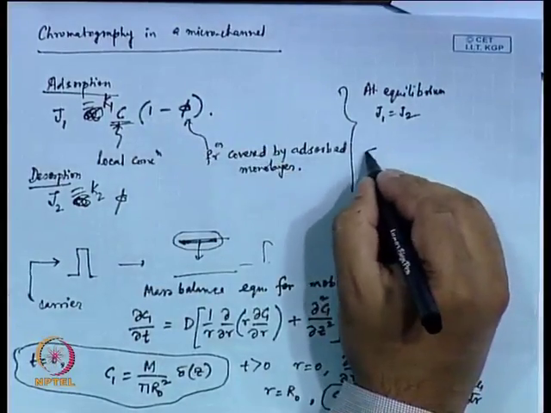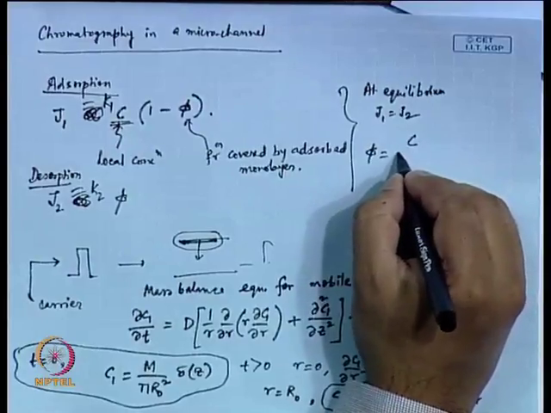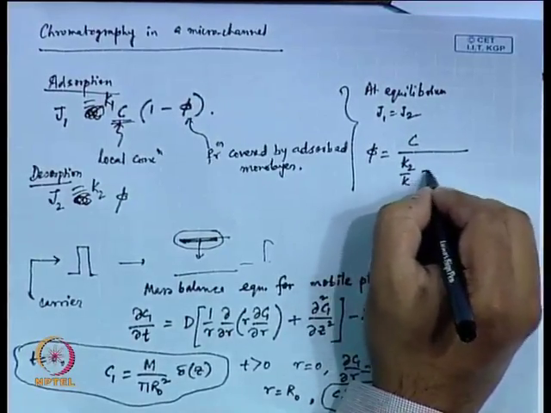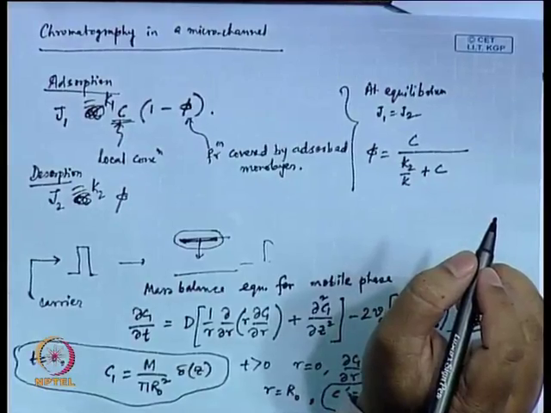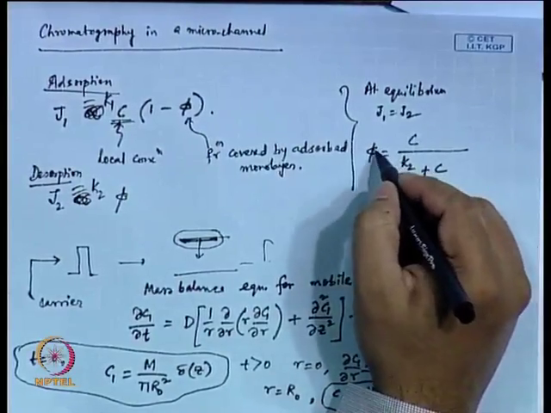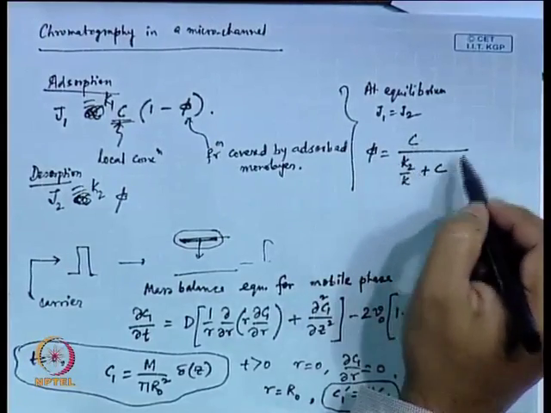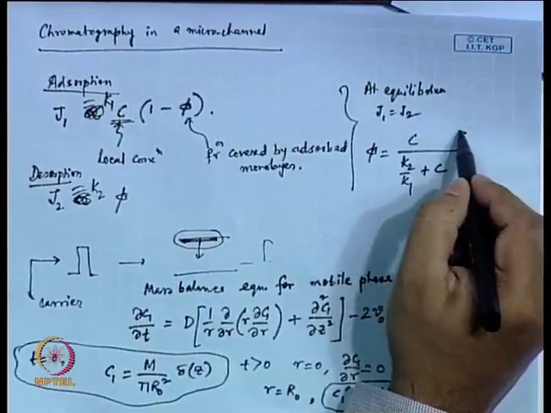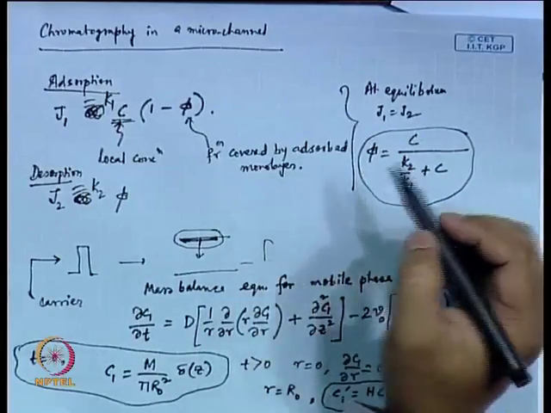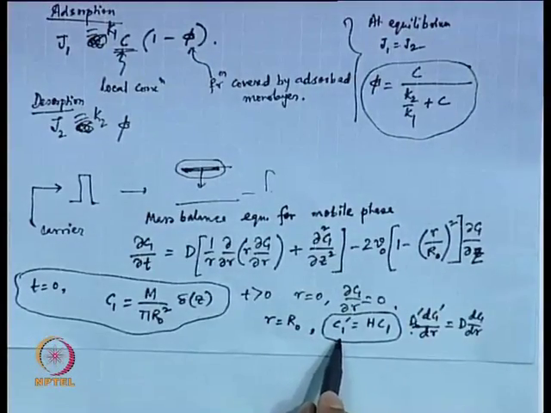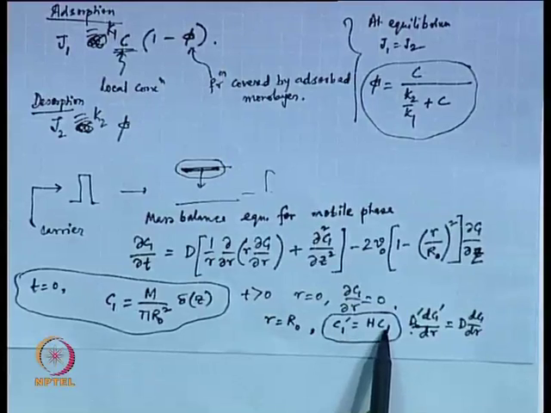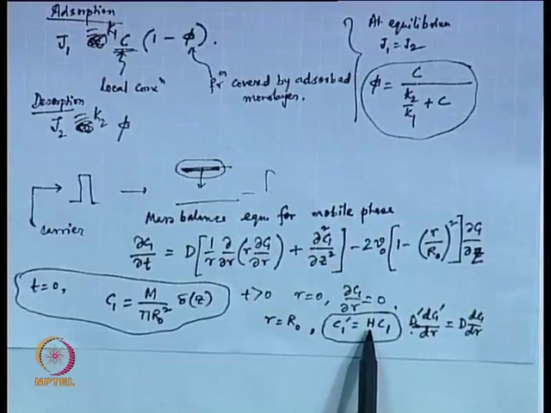if you equate these two, we would end up with phi is equal to C divided by K 2 by K 1 plus C. That means the layer, the fraction that is covered, is equal to C divided by K 2 by K 1 plus C. This is what you will end up with. Okay. So, what you are assuming here is that the concentration in the solid phase depends on the concentration in the gas phase in a linear manner. That means there exists a linearity between these two concentrations.